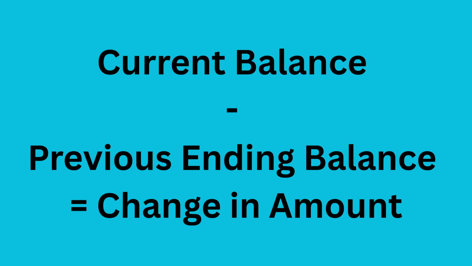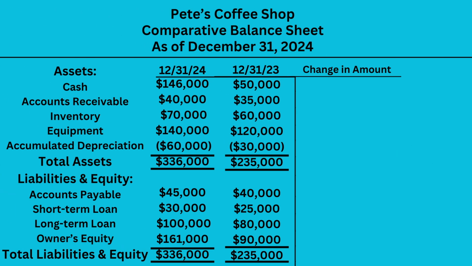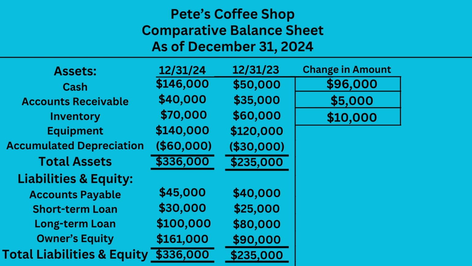We just subtract the previous year's account value from the current year's value. For an example, our cash account increased by $96,000 throughout the period, our accounts receivable increased by $5,000, and our inventory increased by $10,000. Let's continue this for each account.